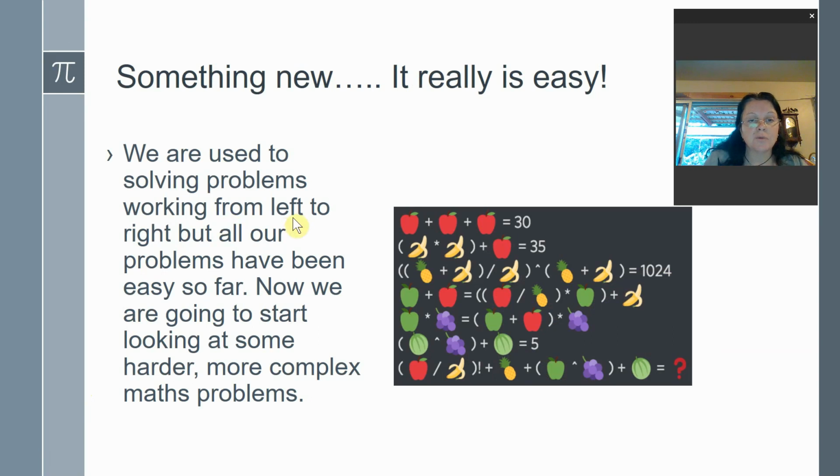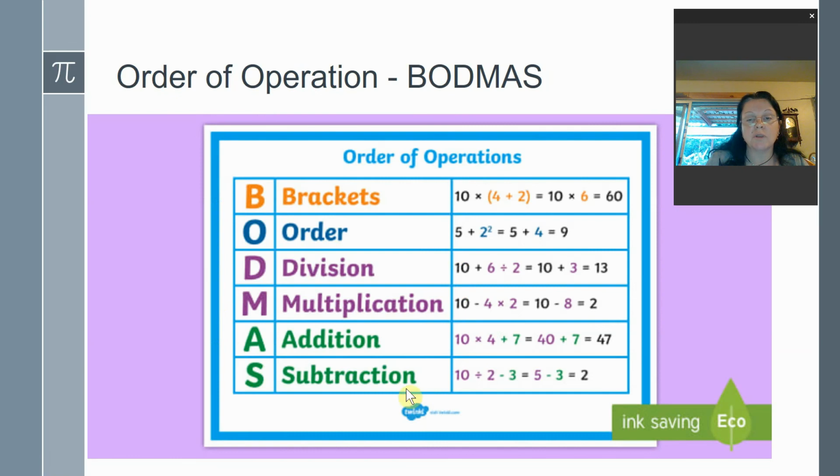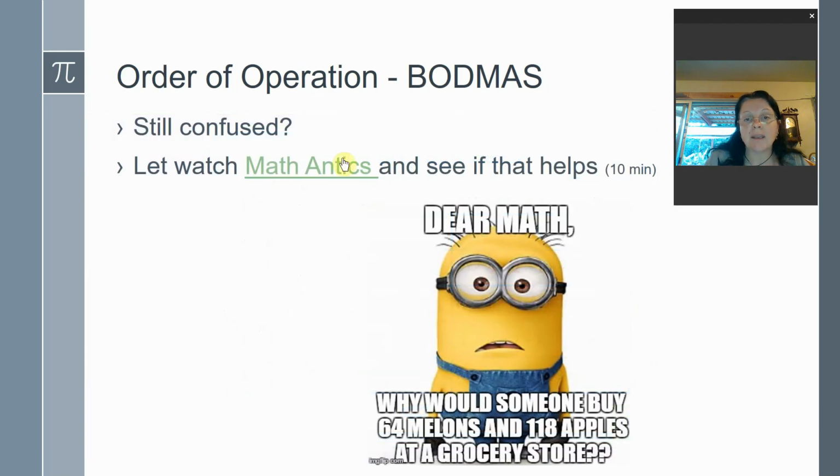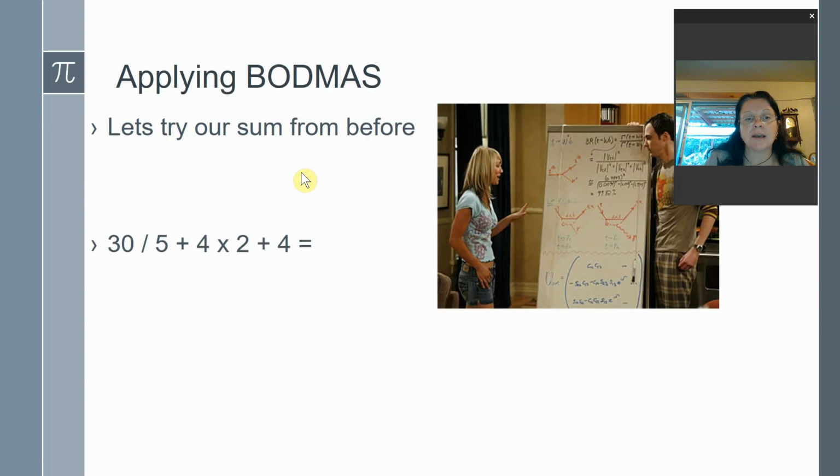We are used to solving problems working from left to right, but all those problems have been easy. That one was easy, and now we're going to start looking at some more complex problems. You can write this one down in your book so you know how to do it. If you're still confused, you can click on this video link here. It takes 10 minutes, and it will explain it better. And this is the problem that we just did. Remember, we bracketed that, said 30 divided by 5 because division comes first, then multiplication, then we added them, and then we added the 4. So 6 plus 8 is 14, plus another 4 is 18.